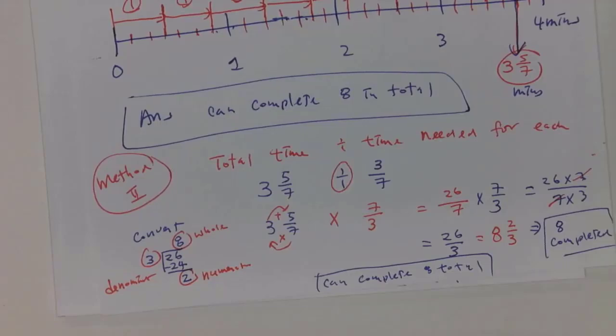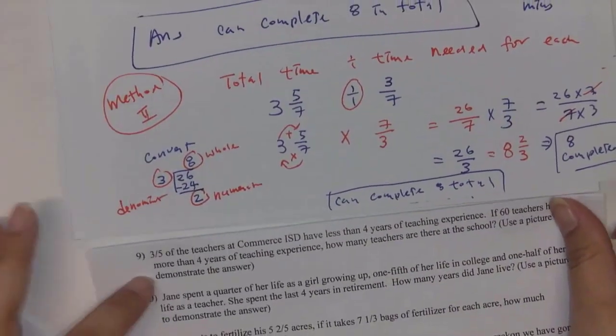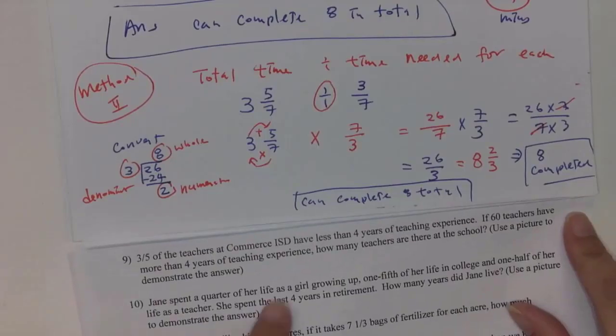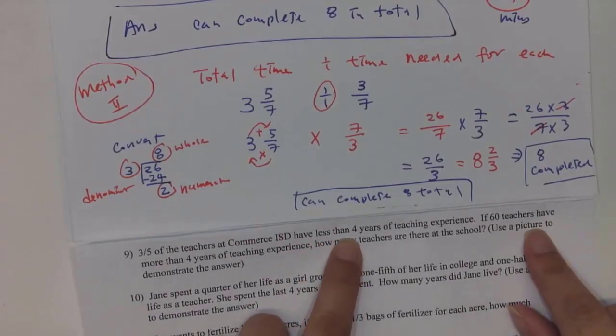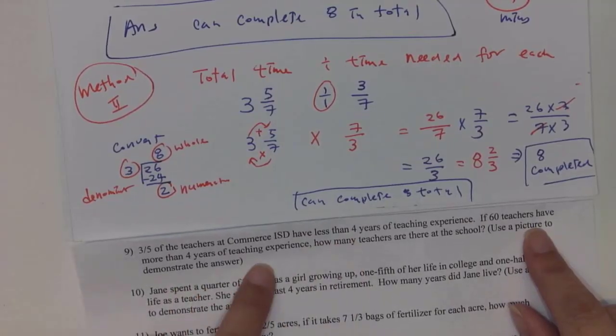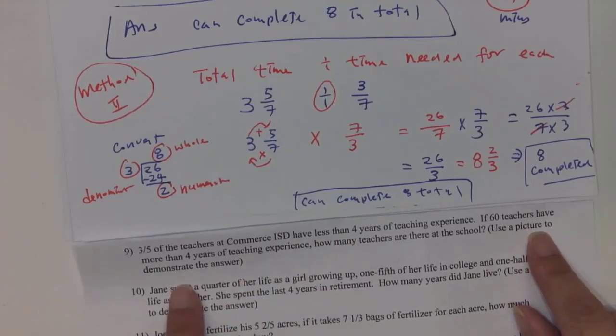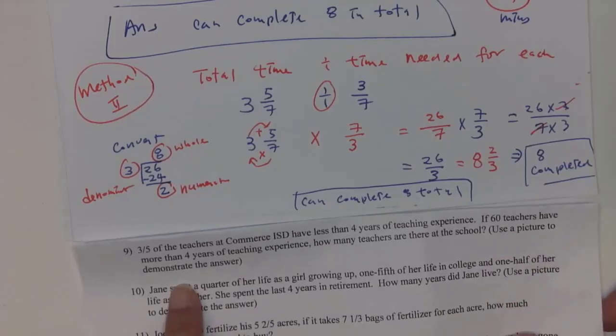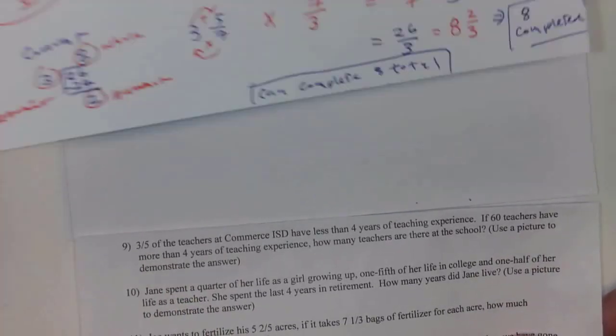So for number 9, it says three-fifths of the teachers at Commerce ISD have less than 4 years of teaching experience. If 60 teachers have more than 4 years of teaching experience, how many teachers are there at the school? They want you to use a picture to solve this. So we need to write down what we know first again. So let's try that.